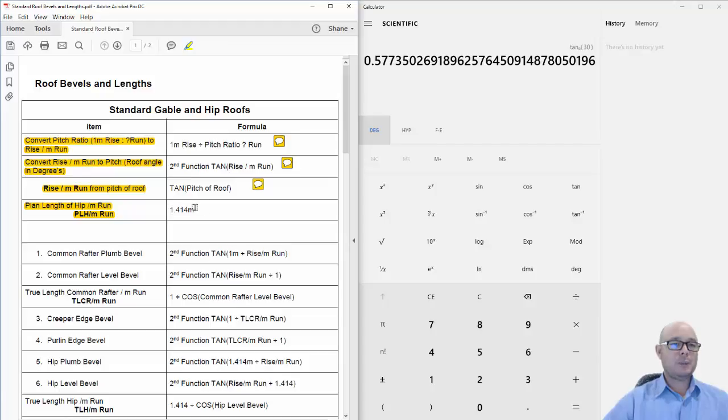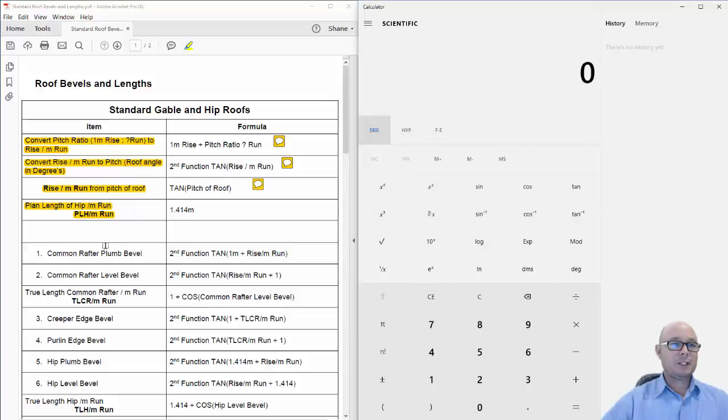You'll use this number in a few instances as we go further along, but just remember that the plan length of hip for a standard hip roof will be 1.414. That's pretty simple. There is actually no calculation involved there for you. I've given that to you as a figure to remember, because you'll repeatedly use that. So I'll just clear that and move on to the next calculation.